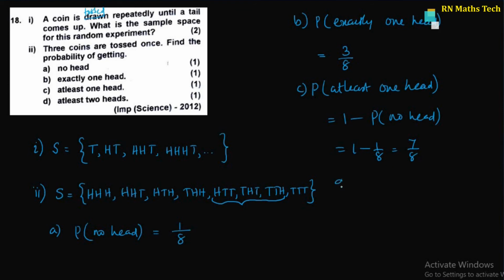ഇനി ഡി പാർട്ട് at least 2 heads, P of at least 2 heads, 2 2 കൂടുതലോ ഹെഡുകൾ എന്നാണ്. അപ്പോൾ എത്രയൊക്കെ വരുമെന്ന് നോക്കാം. 2 2 കൂടുതലോ ഹെഡുകൾ എന്ന് പറയുമ്പോൾ 2 വരാം 3 വരാം. അപ്പോൾ ടോട്ടല് 4/8 ആണ്, 1/2.